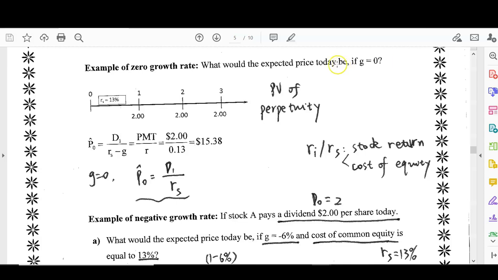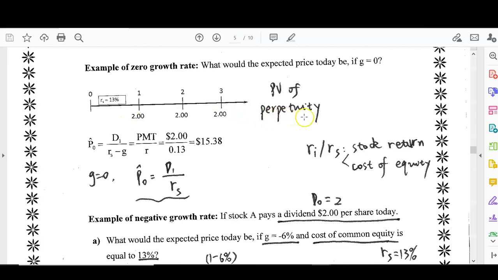Okay, so now we're going to look at some examples where we use the constant growth model. Example 1, 0 growth rate. What would the expected price today be if G is 0 and if we know that the dividends are $2 for each year? In this case, we have a constant growth rate, G, as 0, which means our dividends do not grow. They're constant for each period.